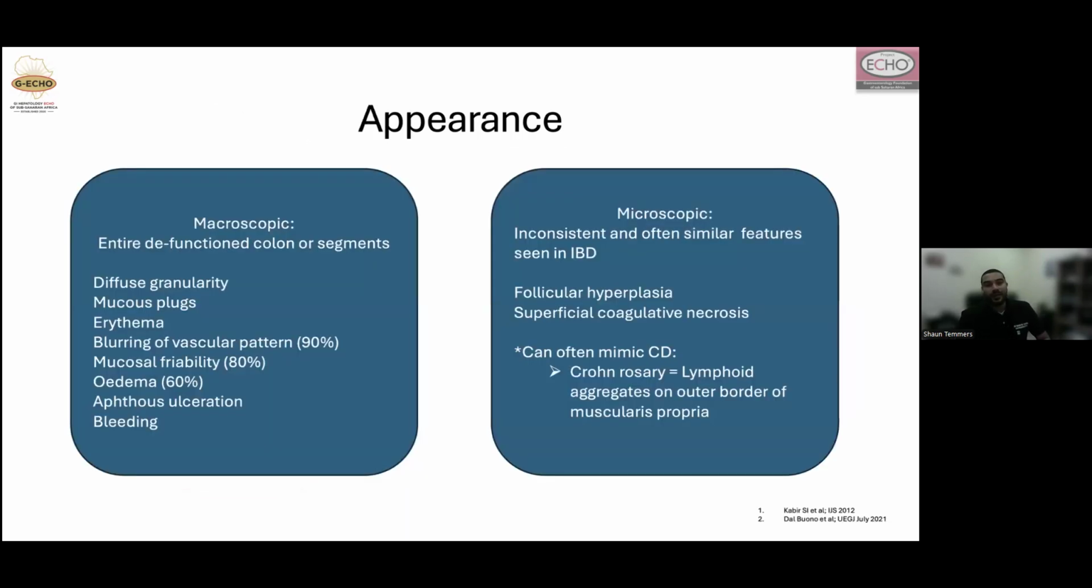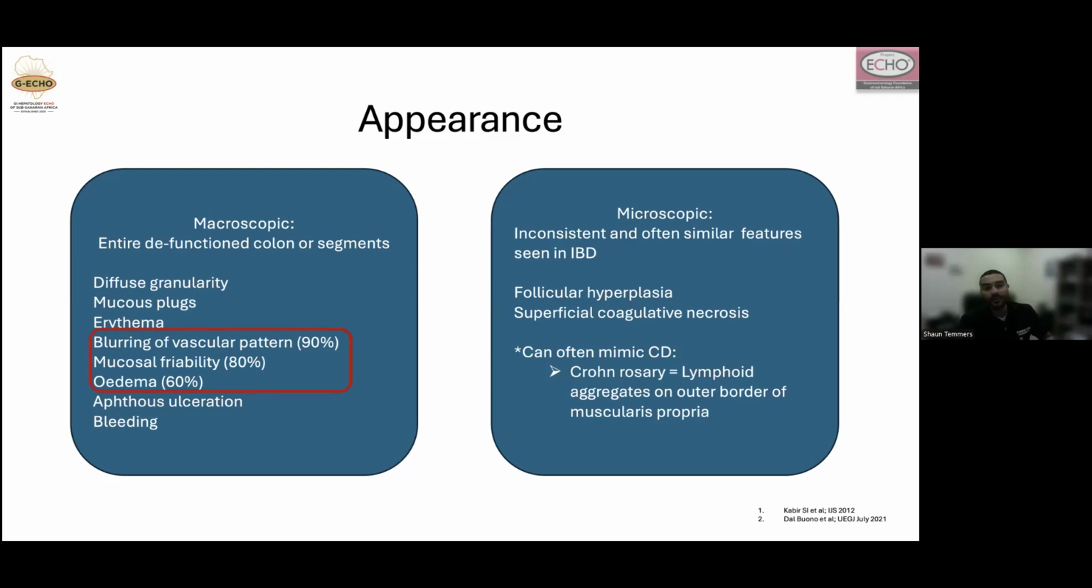The appearance is what matters, and macroscopically, you can have features that are quite similar to that of ulcerative colitis or Crohn's disease, where you can see diffuse granularity, mucus plugging, edema. However, the most frequently seen features in these patients are blurring of the vascular pattern, mucosal friability, and edema.